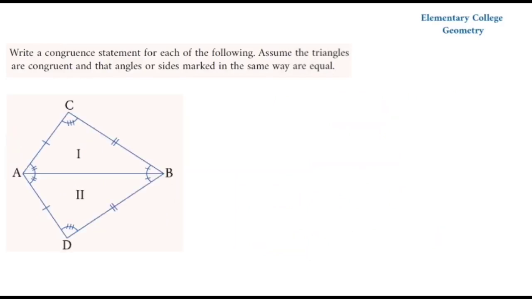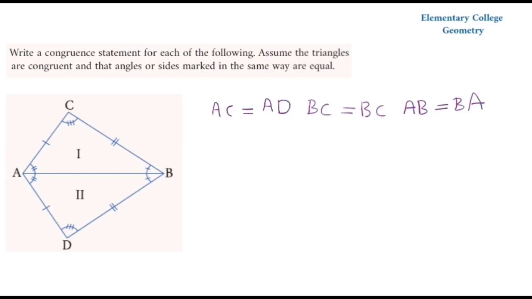The next figure, in this figure we firstly write all the equal sides and angles. So the side of AC equals the side of AD, and the side of BC equals the side of BD, and the side of AB is a common side between two triangles. So AB equals BA.